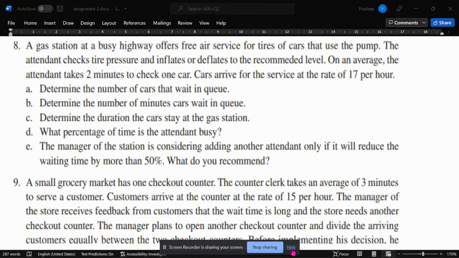So, hello everyone, welcome to another video in which I'm going to discuss something about queuing theory.